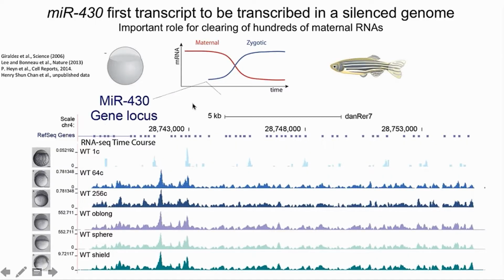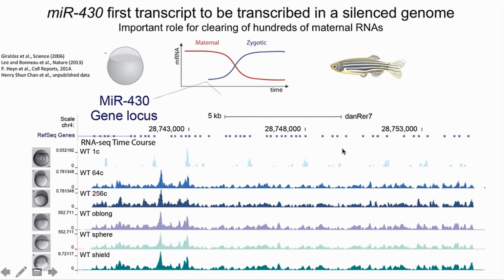So the very first question that we asked was, what could be this very first locus that is activated? We had some clues from our previous work, where through gene expression analysis, shown here as a genome track, we observed that the MIR430 locus is highly activated very early in development. So just be aware that these are different scales.